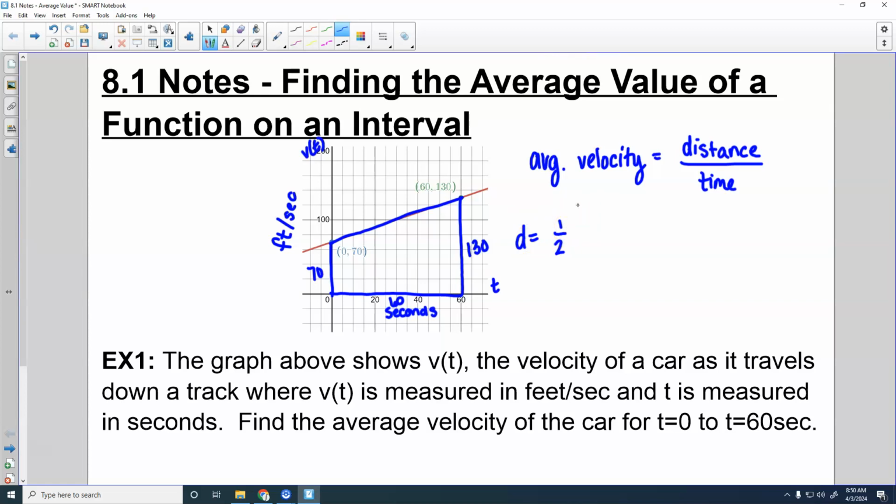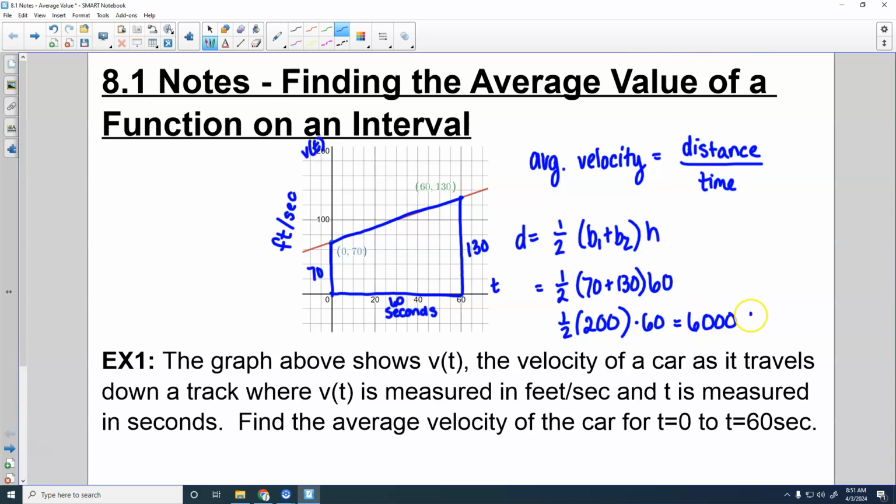1/2 what? Base 1 plus base 2 times what? The height. What is the height on this one? 60. So you've got 70 plus 130 times 60. So it's half of 200 times 60. So that is going to be 6,000 feet.